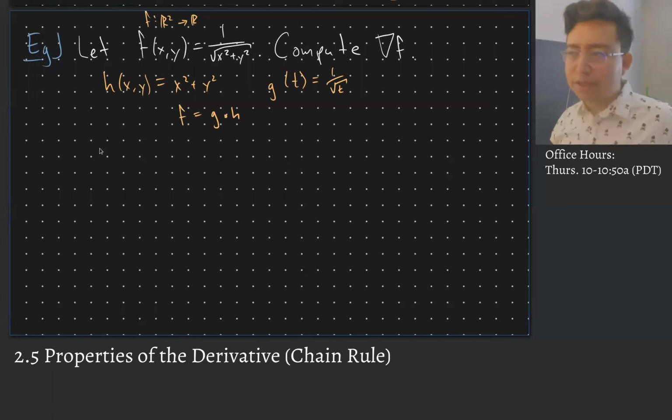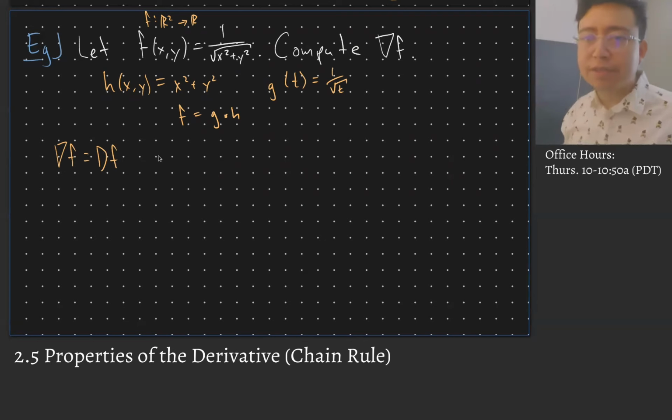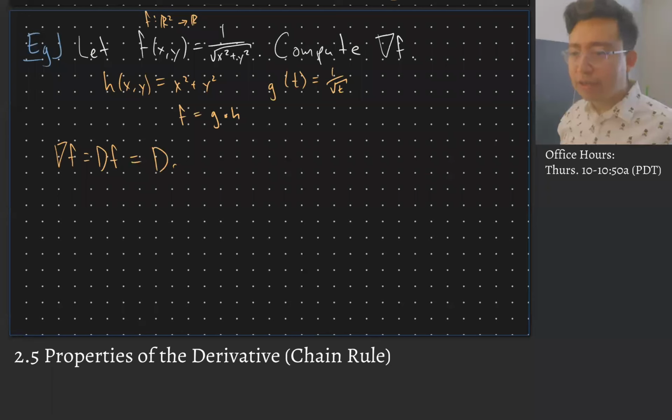So what this is going to let us do is remember the gradient is secretly just a special case of the matrix of partial derivatives, right? The matrix of partial derivatives is just all possible partial derivatives. But if you have a scalar valued function, that's exactly what the gradient is, right? The gradient is just take the partial with respect to x and take the partial with respect to y. And so then by my chain rule here, this is going to be dg with h plugged in times dh.